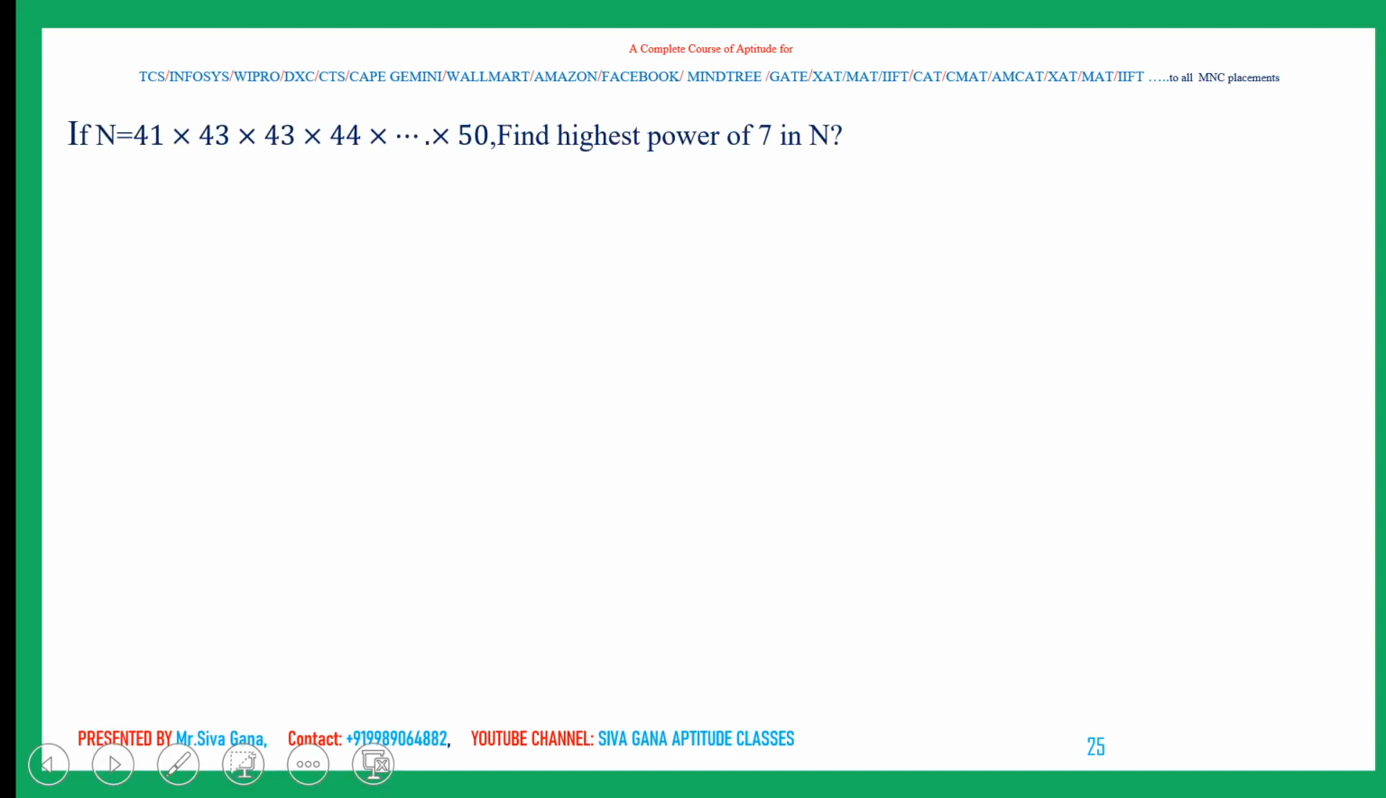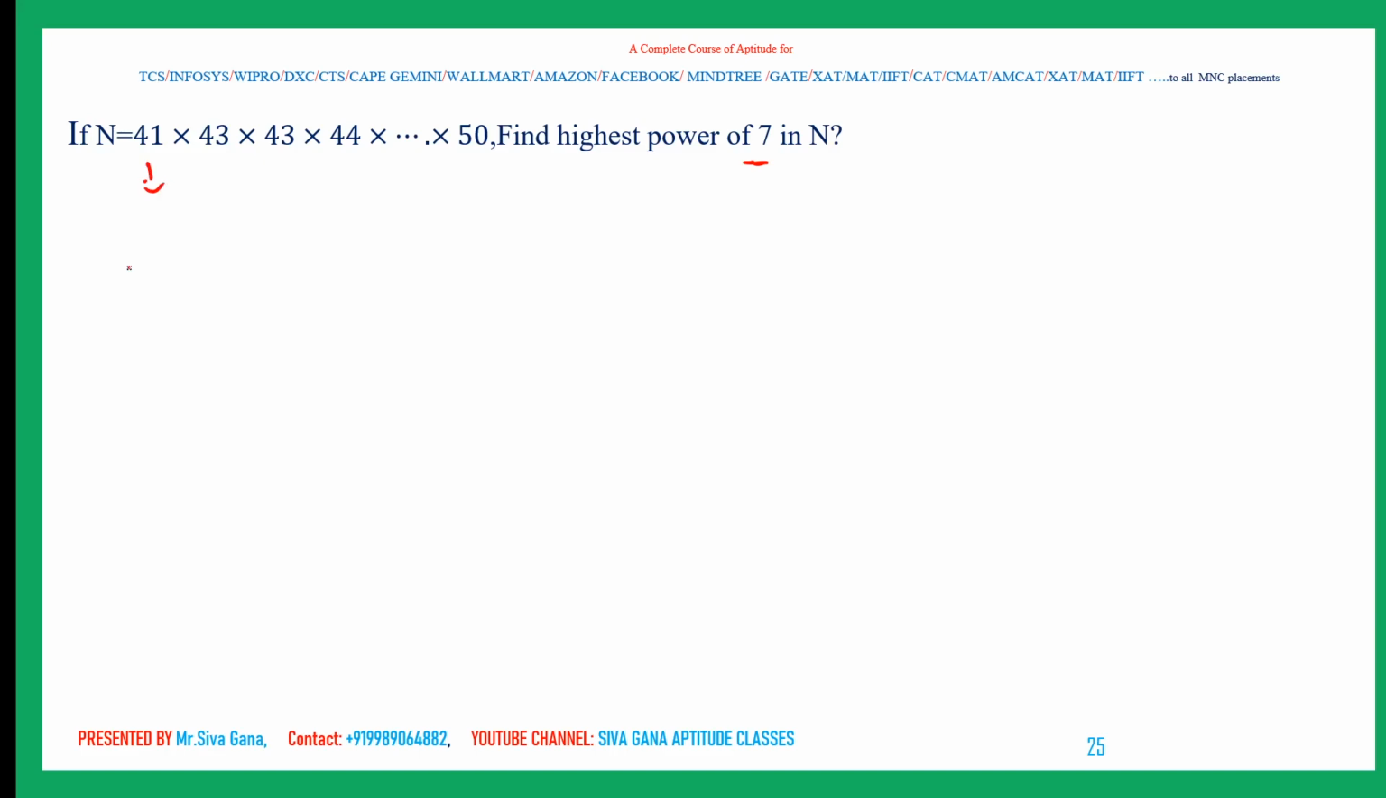Next question: 41 into 42 into 43 into 44 and so on up to 50. In this we need the highest power of 7. 7 is a prime number. This is not purely a factorial; it is starting from 41.